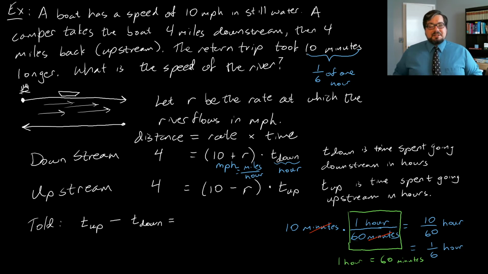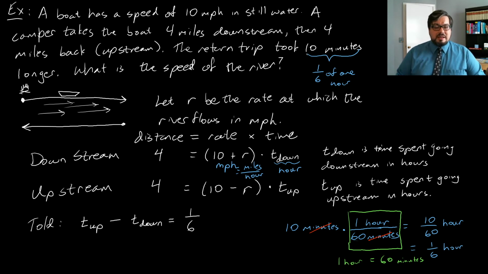So the whole point of this is that we're told that the return trip took 10 minutes longer, or in other words, it took 1/6 of an hour longer. So the difference between the time spent going upstream and the time spent going downstream is 1/6 of an hour. Now, to actually get this to a place where we can use it, we're going to solve each of the distance equals rate times time equations for the various times.